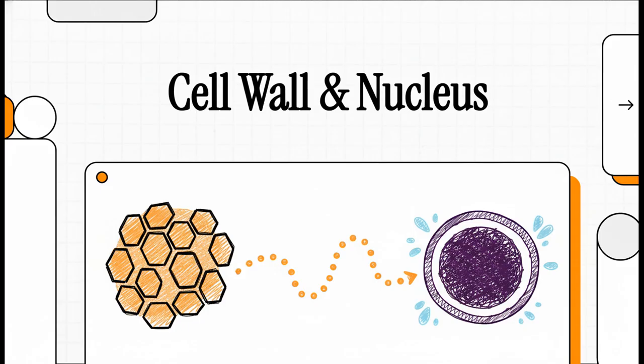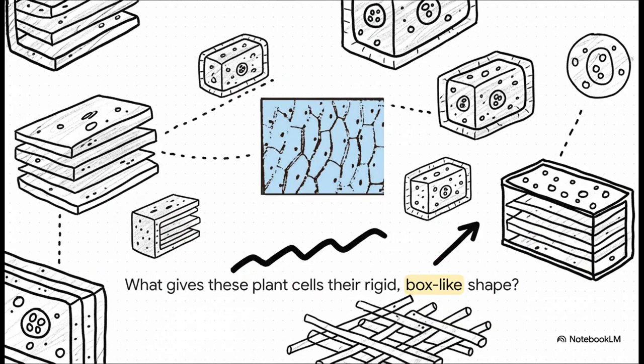We'll start right at the outer boundary of plant cells and then journey deep inside to find the cell's main control center. First, just look at this image. These are cells from an onion peel. Do you see how they have a very distinct, almost box-like shape? Have you ever wondered what gives them this fixed, rigid structure? Well, that's exactly what we're going to find out.